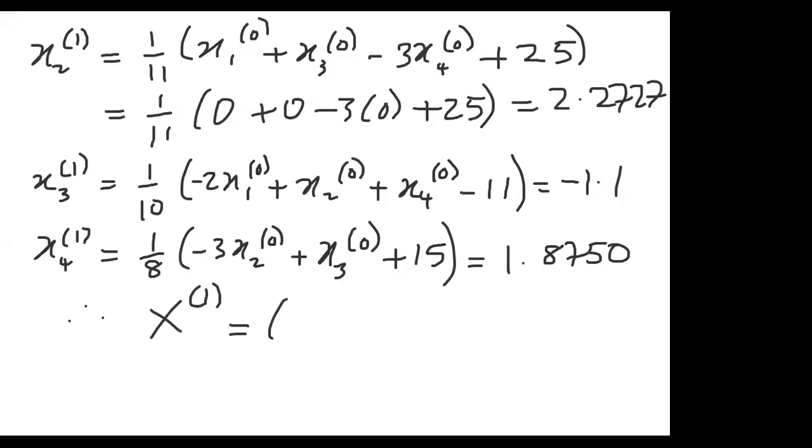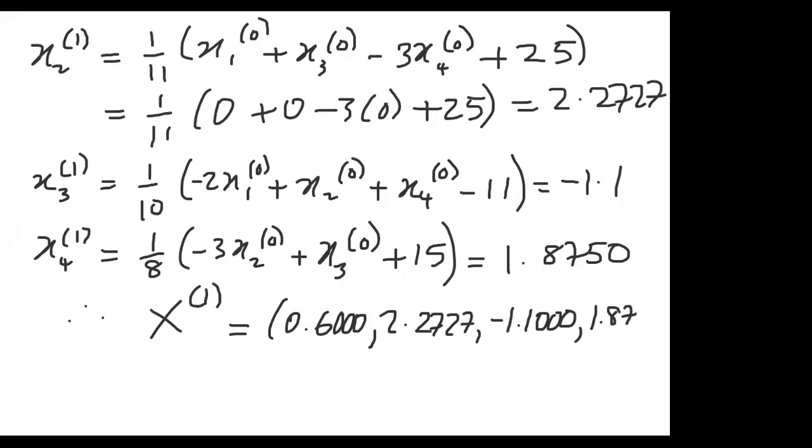Capital X1 there. So it will have those 4 components in there and then transpose. So it will just be 0.6. If you want, you can maintain the number of figures after the decimal point. Therefore, according to the question, it will be that value, then 2.2727, then comma x31, you got negative 1.1000, and lastly 1.8750 transpose. So that will be our first approximation.